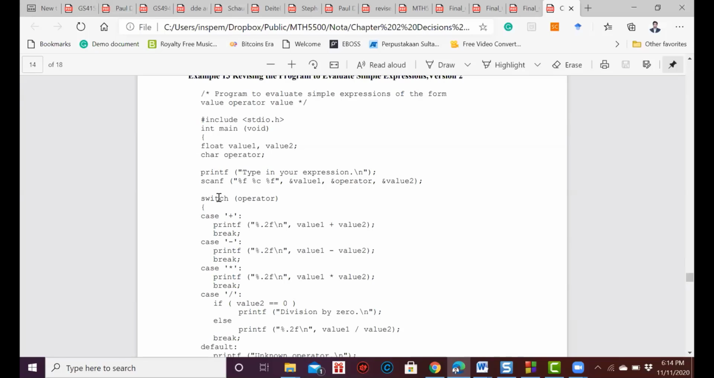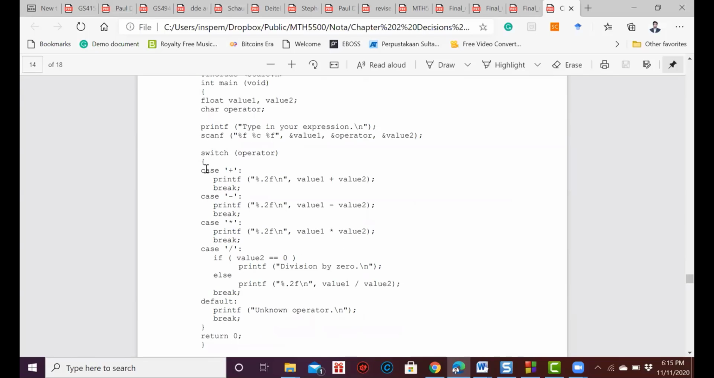Now switch. Look at the format overall: switch, case, and inside the case we have if else, and then breaks, default. Okay, we look case by case. Switch on operator. Let's say the case is plus. We enter plus here as the operator, and what happens is printf value 1 plus value 2. Then break. Break means go out from the switch, finished.